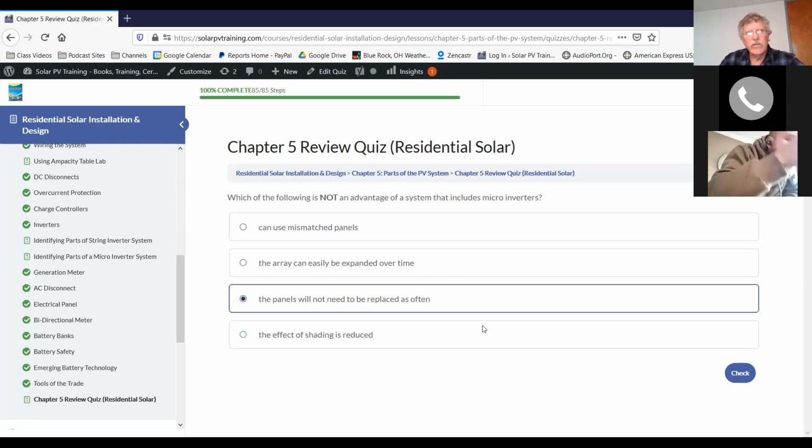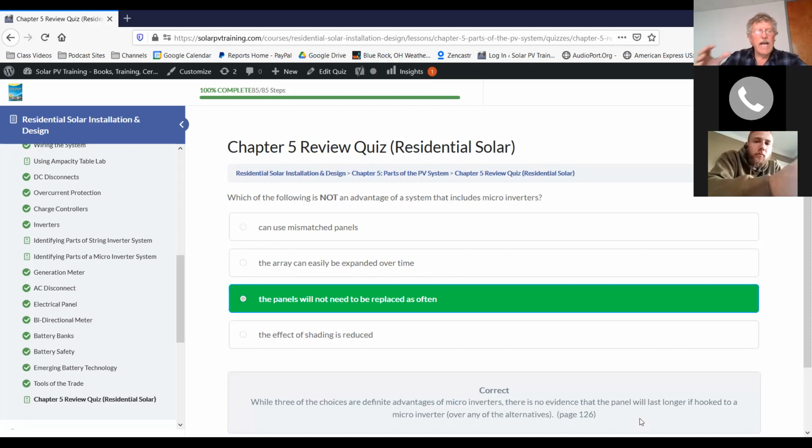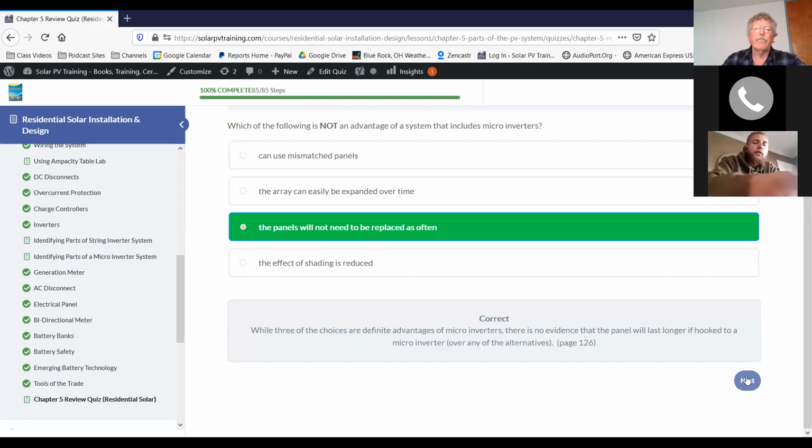Microinverter doesn't do anything to extend the life of a panel, but the effect of shading is reduced because if there is shading on your array, it's isolated just to the one panel that's shaded. If there's shading on an array with the string, it's going to affect the whole string.